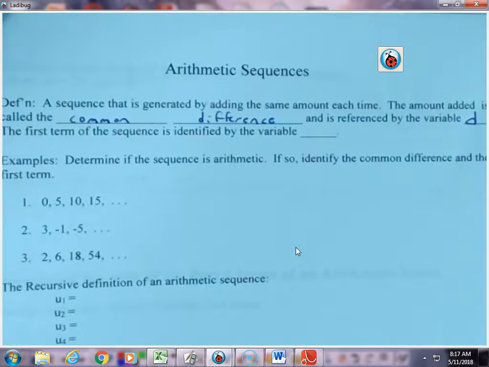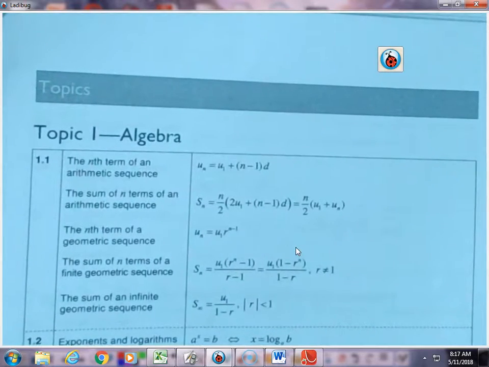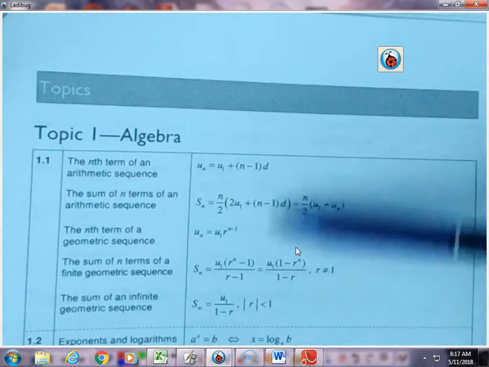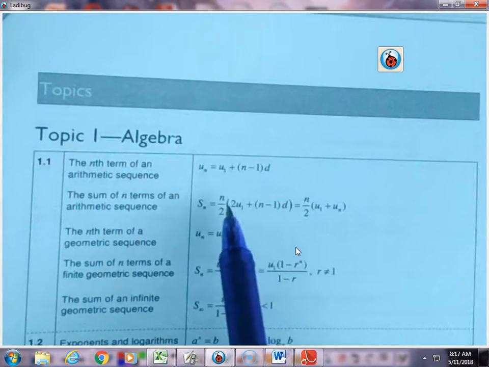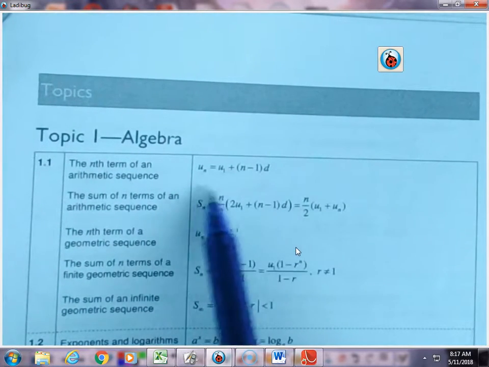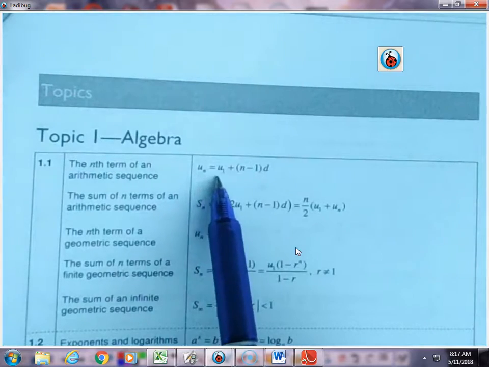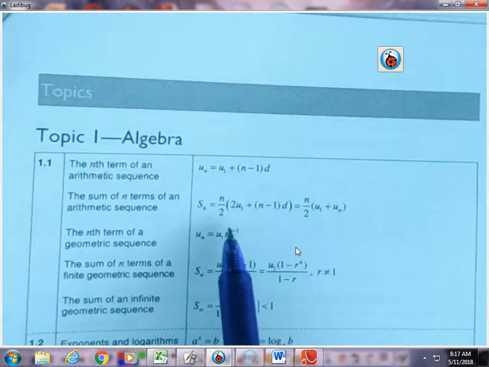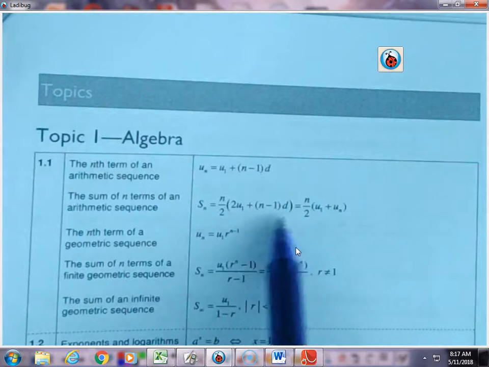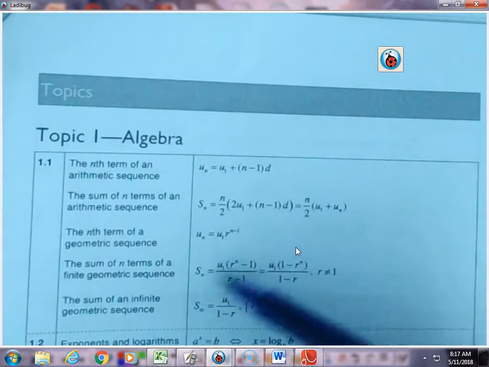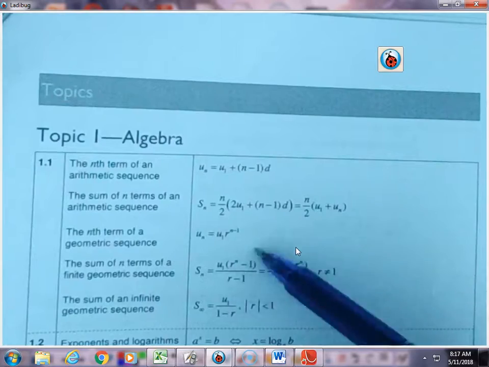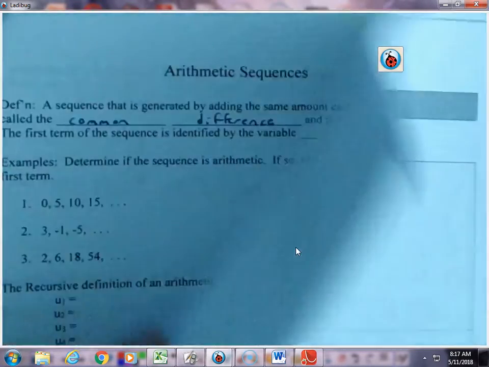And the formulas for arithmetic and geometric are on your formula sheet. I'm just going to go ahead and point that out right now. They're under Topic 1, Algebra. So all of these we will do in the next 2 days. These two are what I'm doing today. This is how to find the nth term of an arithmetic sequence. That's an explicit formula. This is how to find the sum of the first n terms in the arithmetic sequence. And then these three formulas have to do with geometric, and we'll do those next time. But the formulas are there for you.